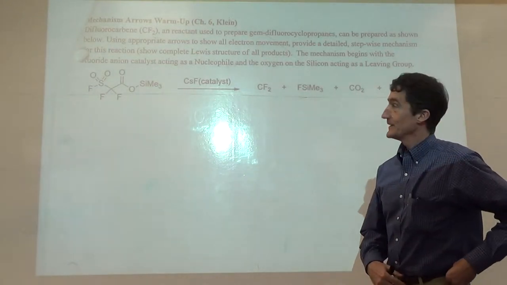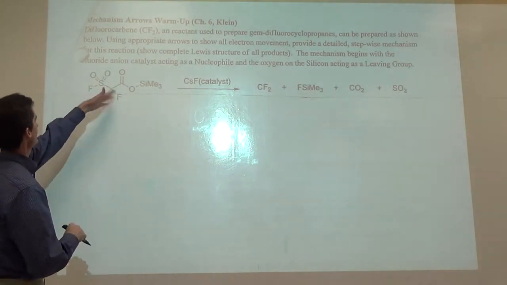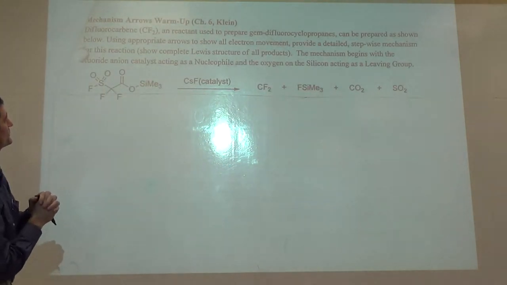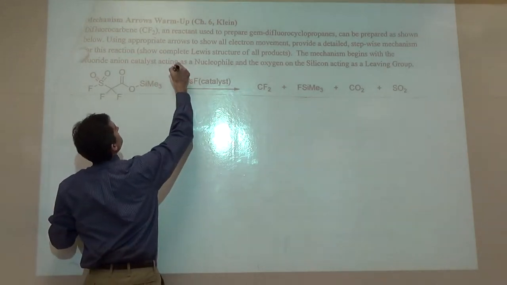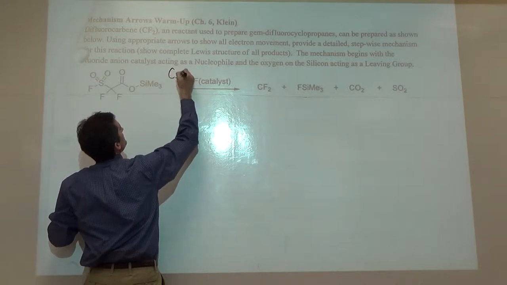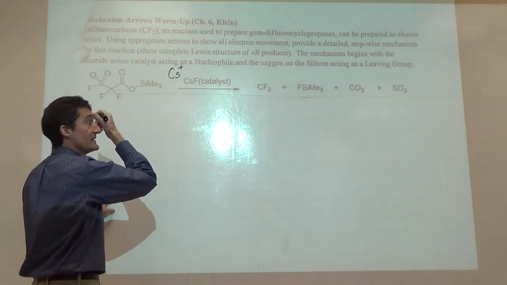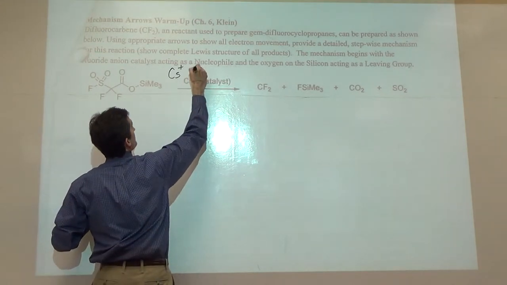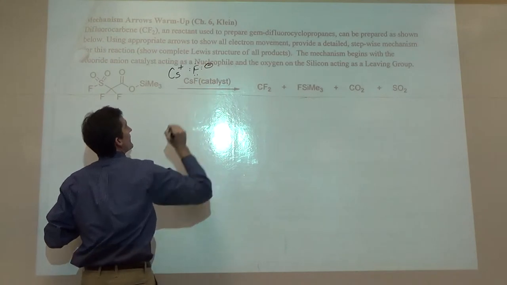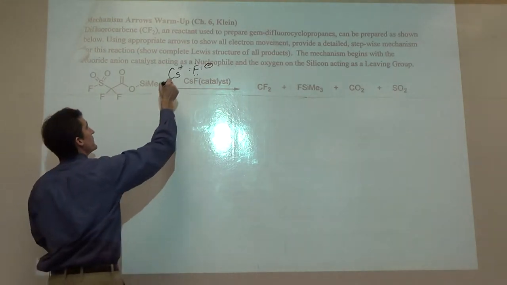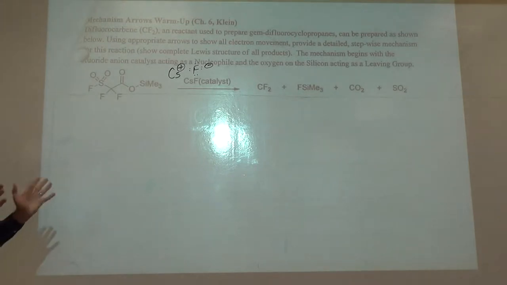So let's take a look at this mechanism. We have this interesting looking starting material, cesium fluoride. First off, cesium fluoride is ionic. We can show this as Cs+, cesium is underneath sodium and potassium, and F-, two lone pairs. Cs+, F-, ionic, not covalent.